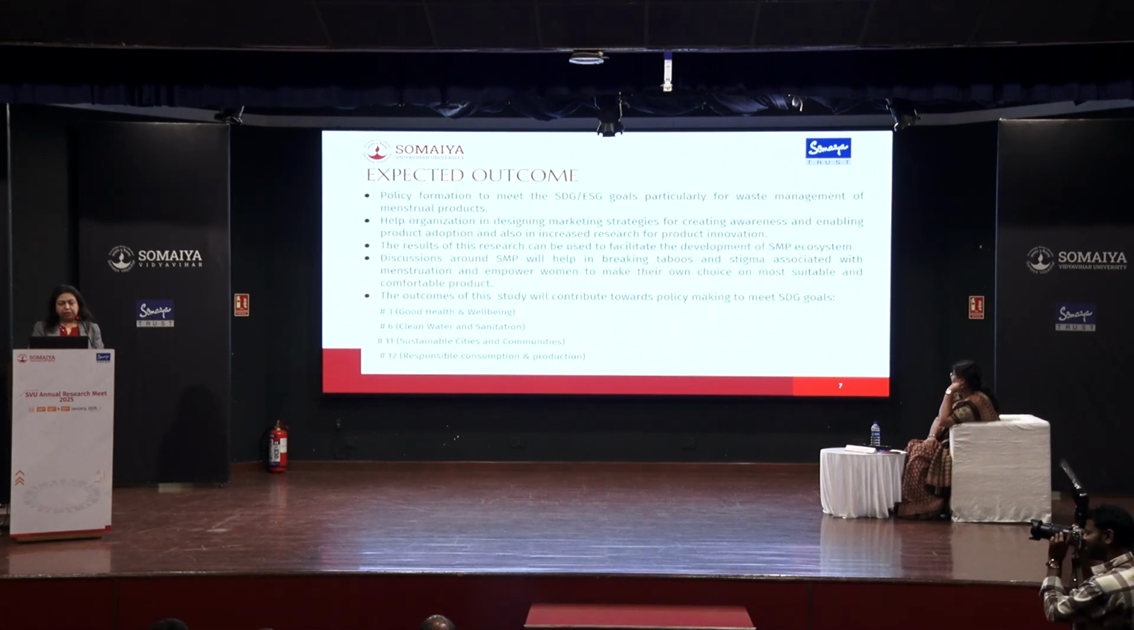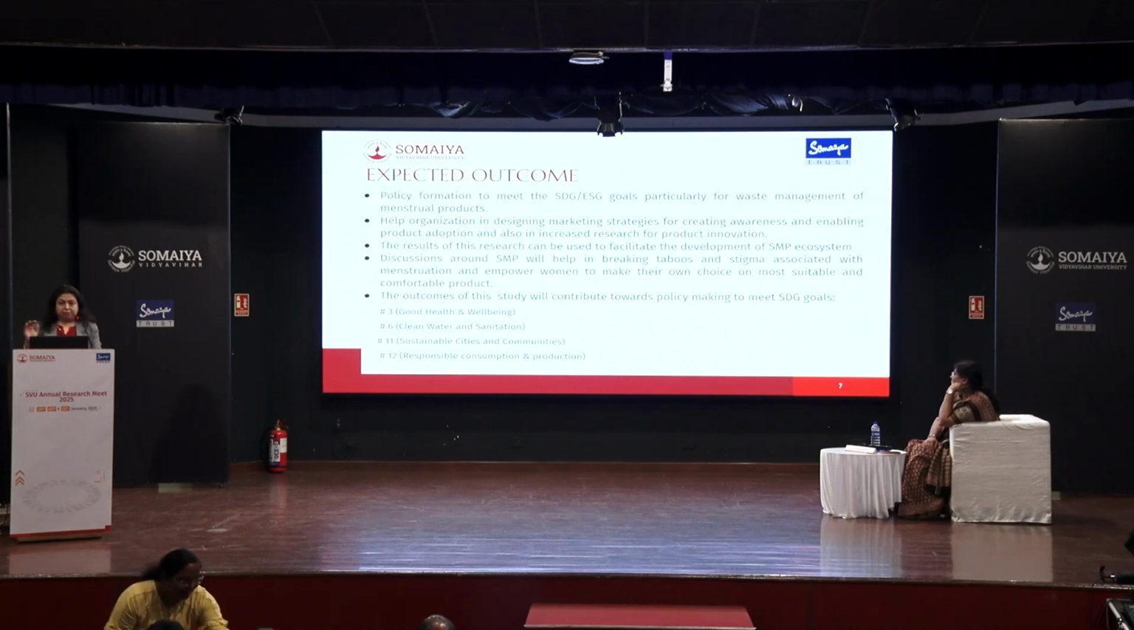What are we expecting out of this study? The reason, or what we are expecting out of this study, is to help policymakers understand the sustainable menstrual products. As many of you would be aware, today government is giving subsidized non-biodegradable sanitary pads to rural women folk, which is adding to the pollution, which is not biodegradable, which is also a health hazard for many women.